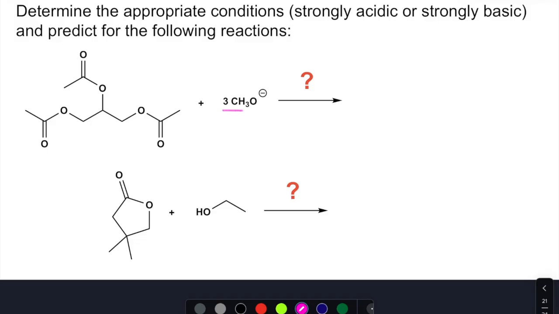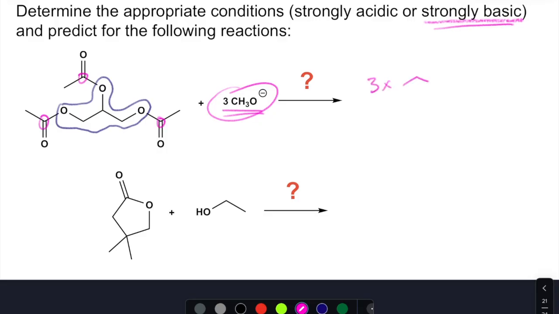So what we have here is an alcohol with 3 groups attached, and we have a new alcohol that's going to substitute at each of these ester centers. That's why we have 3 methoxides designated. So what I'm going to get is 3 molecules of this new methyl ester, and we're also going to eject the alcohol portion as this triol, like that.